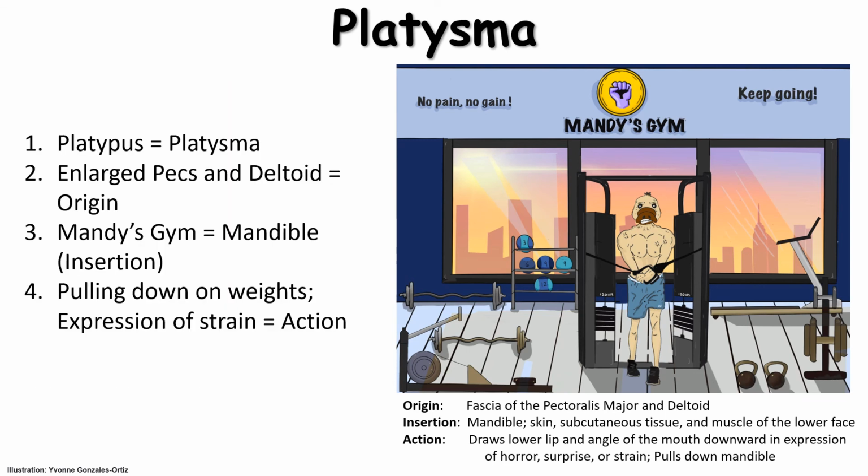To recap, the features of this image to help you recall the characteristics of the platysma are first of all the fact that you have Platy the platypus. So the platypus should help you recall the platysma. He has enlarged pecs and deltoid muscles, which will help you recall the origin. His favorite gym to work out is Mandy's gym to help you recall the insertion point of the mandible. And he's using a pull-down apparatus, and he has an expression of strain on his face to help you remember the action of the muscle.